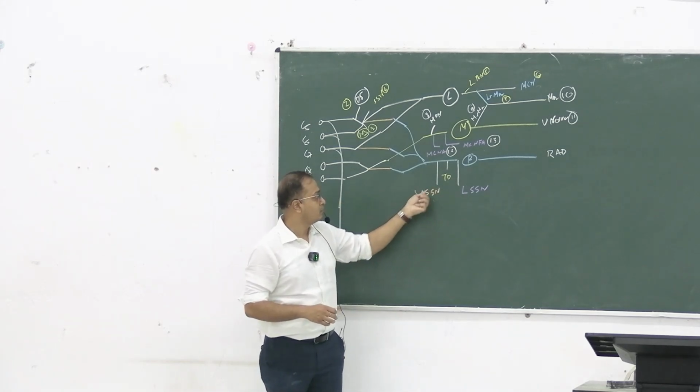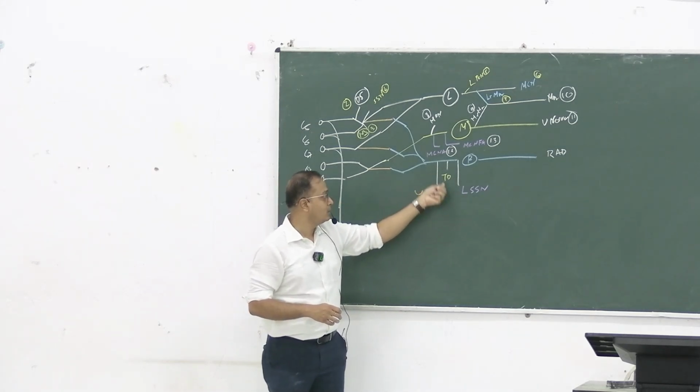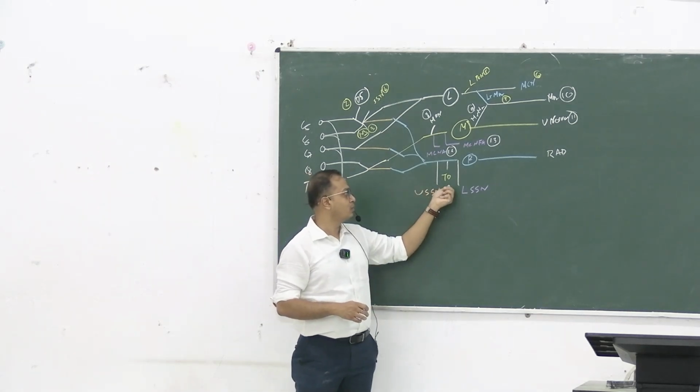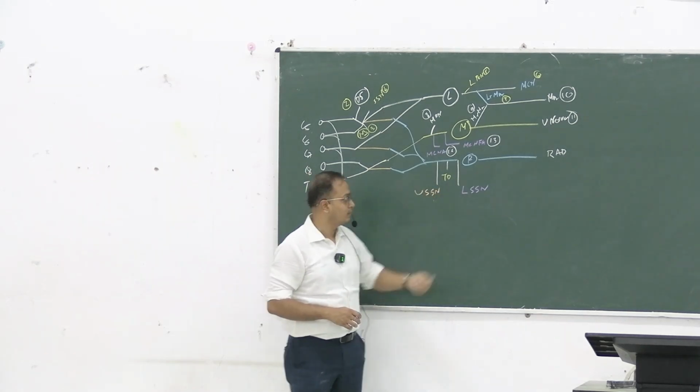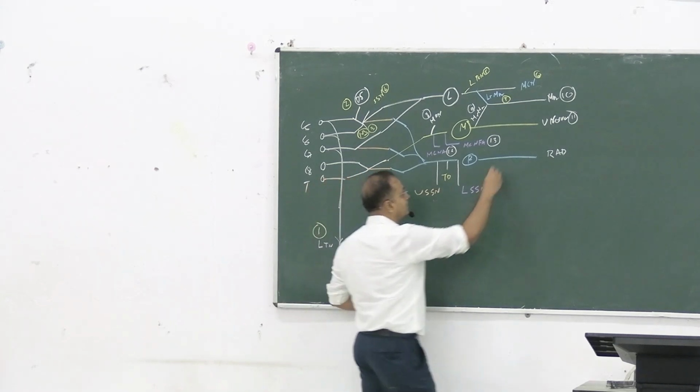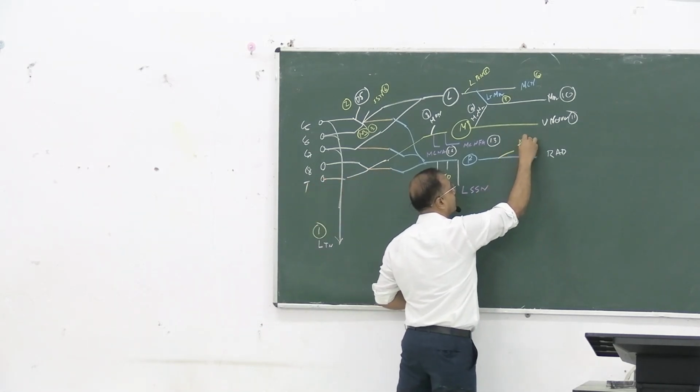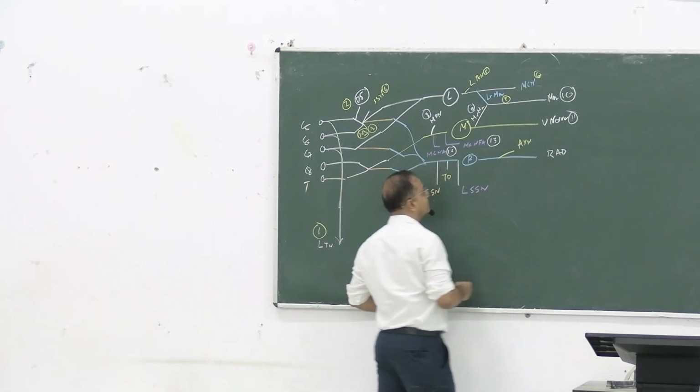So upper subscapular, lower subscapular. In between them, we have thoracodorsal. So the sequence is upper subscapular, thoracodorsal, lower subscapular. And then we have another nerve. We call it AXN or axillary nerve.